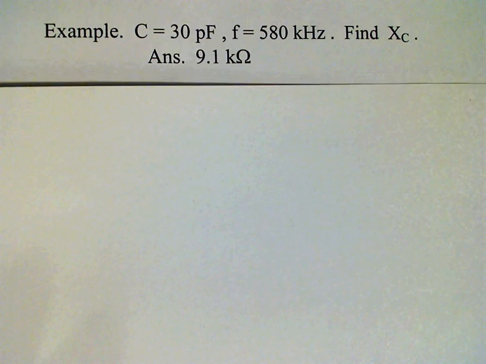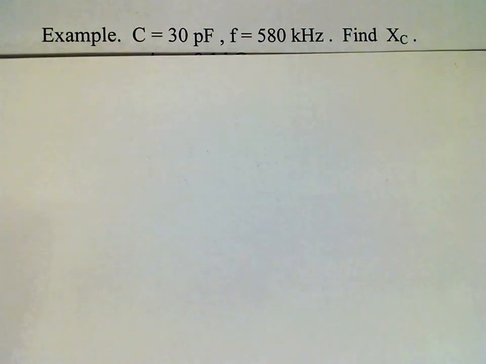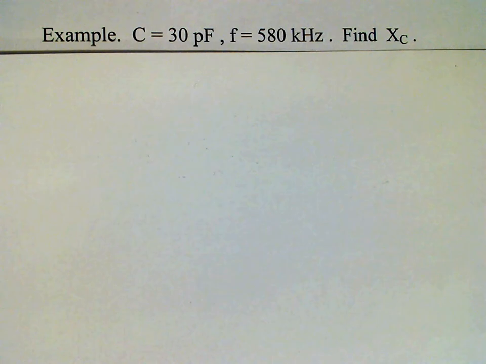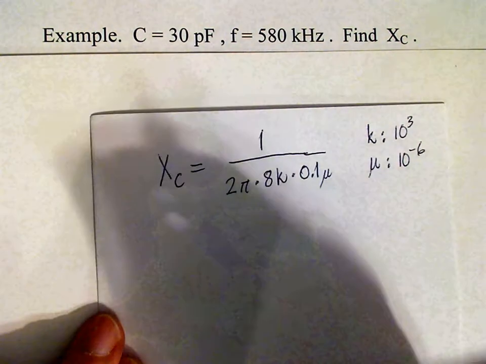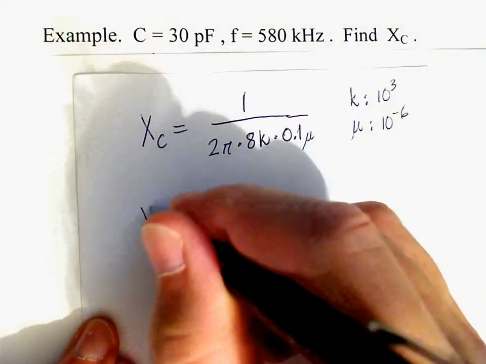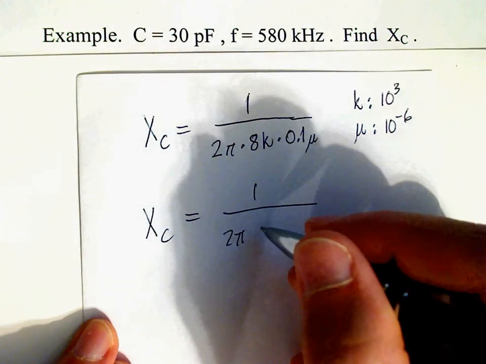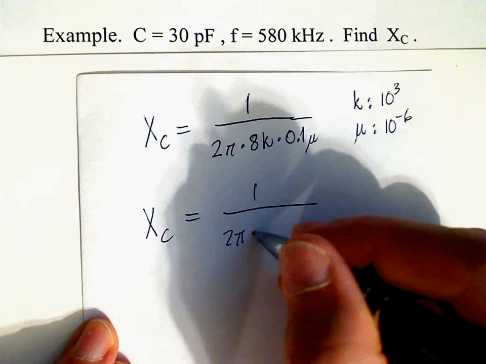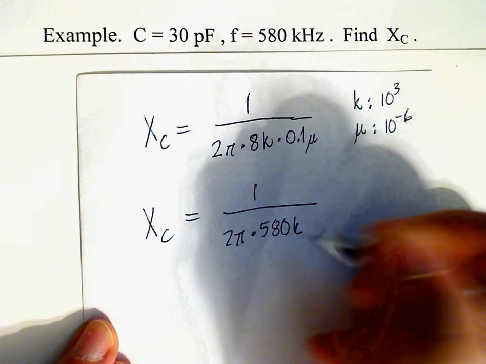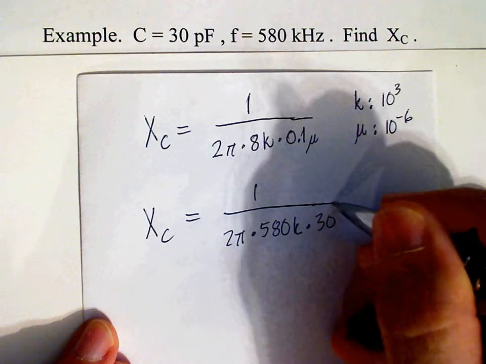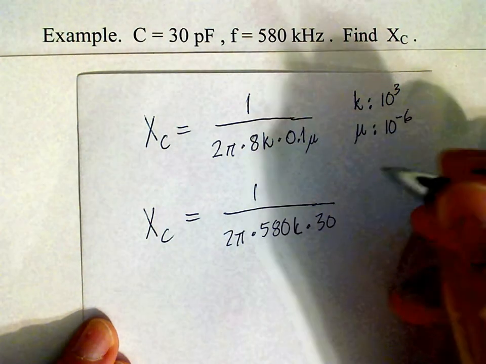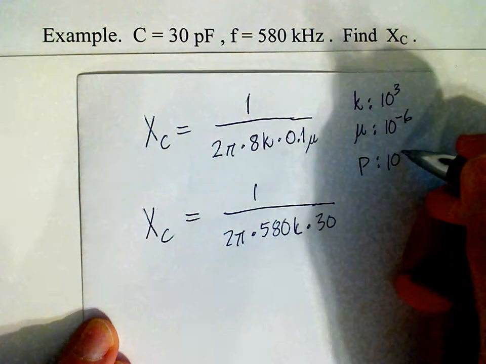Let's do one more calculation on reactance. All right. We have 30 picofarads and 580 kilohertz. Now for this one, we have 2 pi times 580, and then times 30, and you remember the p means 10 to the negative 12. Pico.